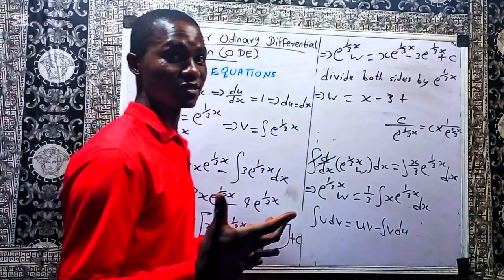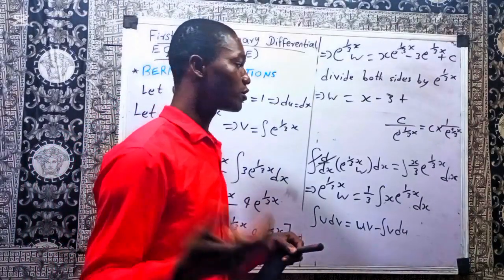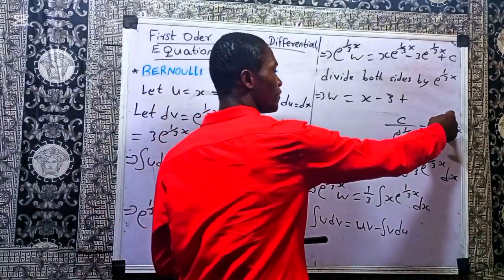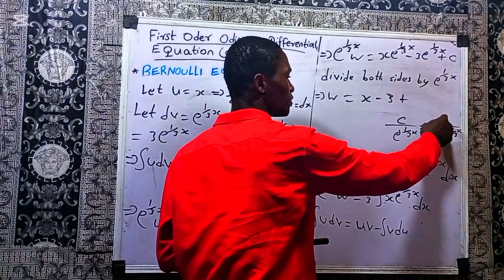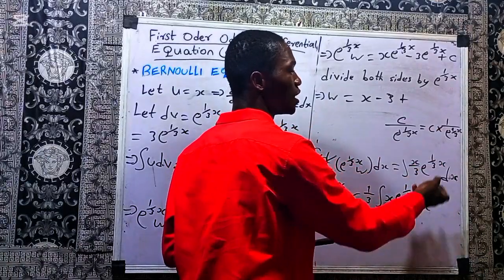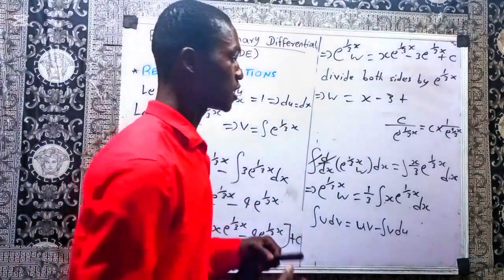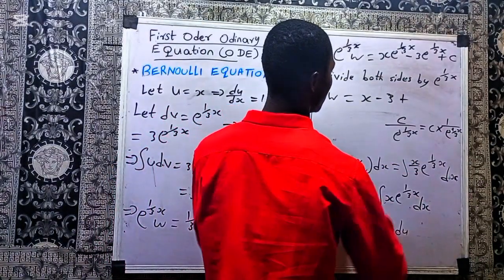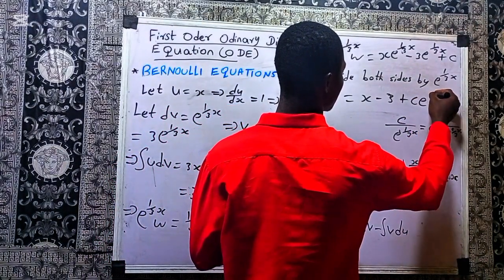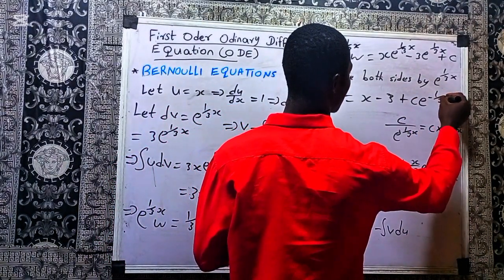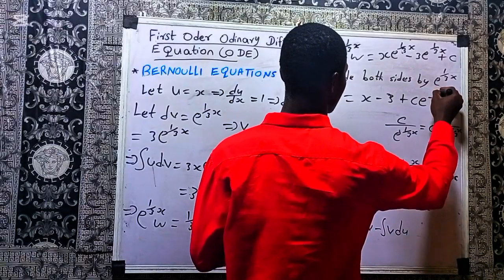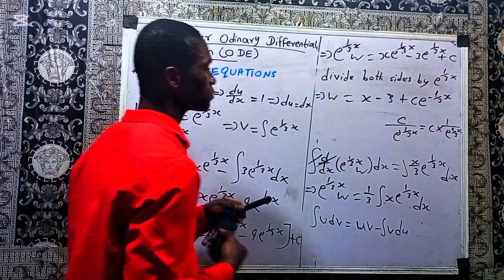Why I'm writing this is because I want to use the law of indices, because I want to remove this fraction. I want to remove this 1 over. So how do I remove this fraction? I will introduce a negative sign on the index of the exponential. So if I introduce negative sign here, I'll have c exponential negative 1 over 3x. That will be the result.